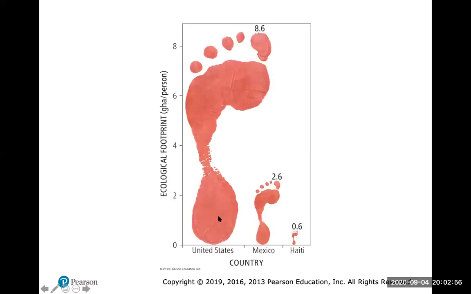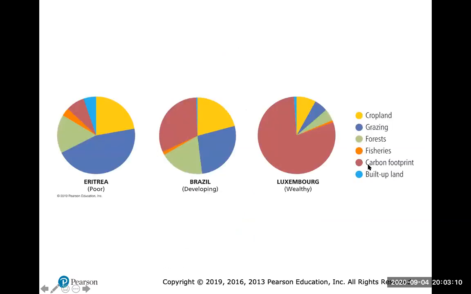Here's the ecological footprint of the US versus Mexico and Haiti. Granted, our ecological footprint is larger because we also have a ton of people, but Mexico has a ton of people too, and we are still much larger than that. Here is a look at the ecological footprint and the different goods and services that different countries require based on if they're poor, developing, or wealthy.